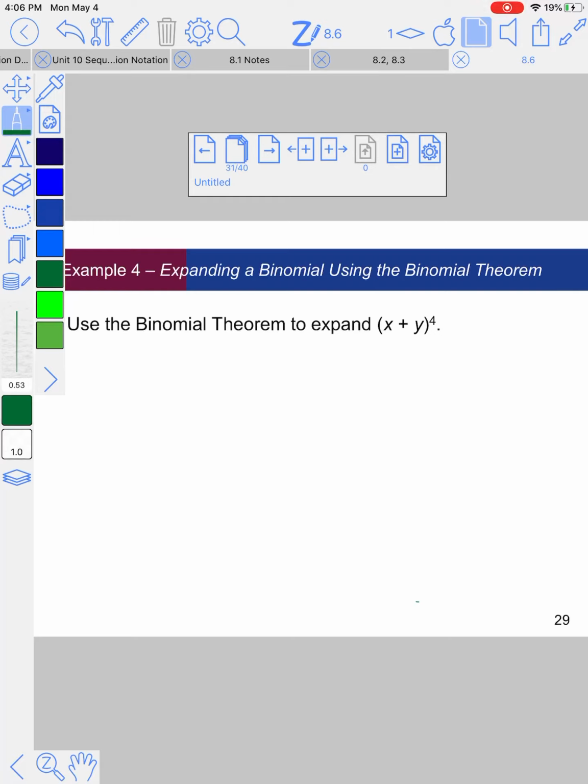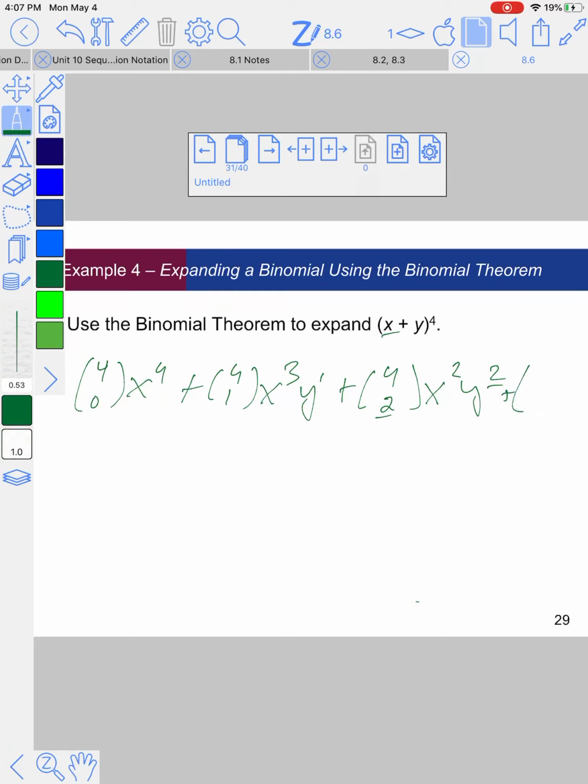So it says use the binomial expansion to expand x plus y to the 4th. So we could say this is 4 choose 0, first term, x to the 4th, y to the 0, plus 4 choose 1, x to the 3rd, y to the 1, plus 4 choose 2, x squared, y squared, plus 4 choose 3, x to the 1, y to the 3rd, and then 4 choose 4, x to the 0, y to the 4th.